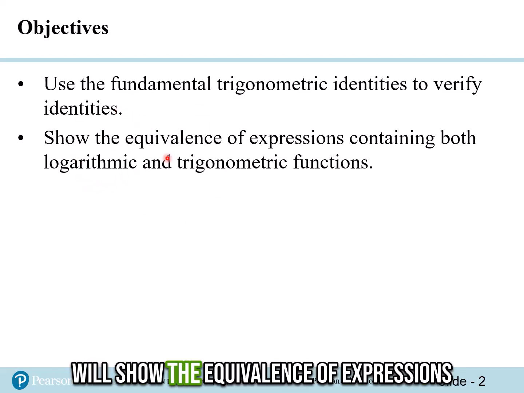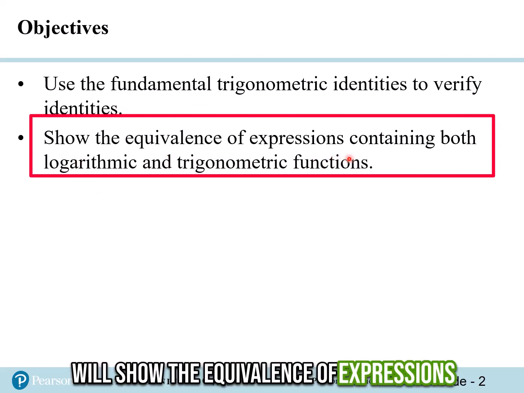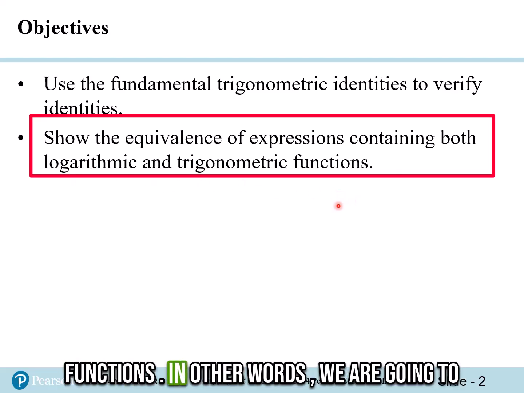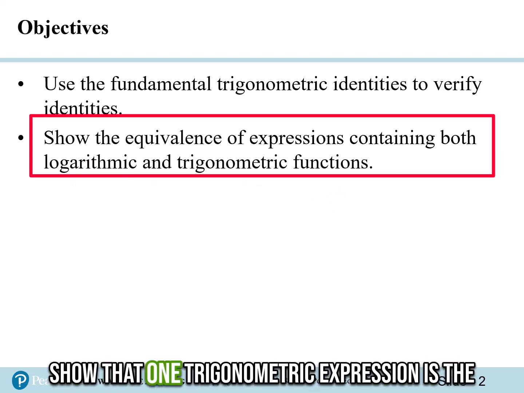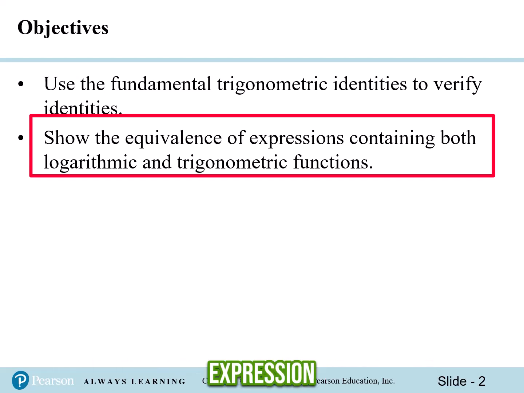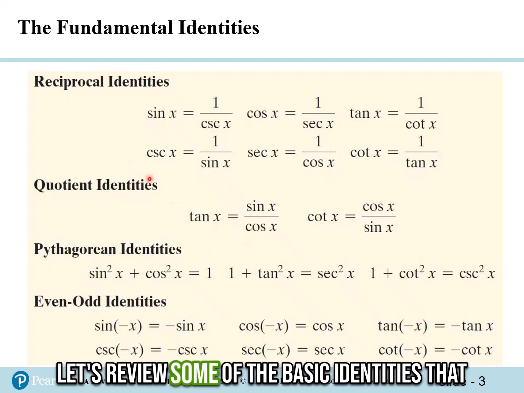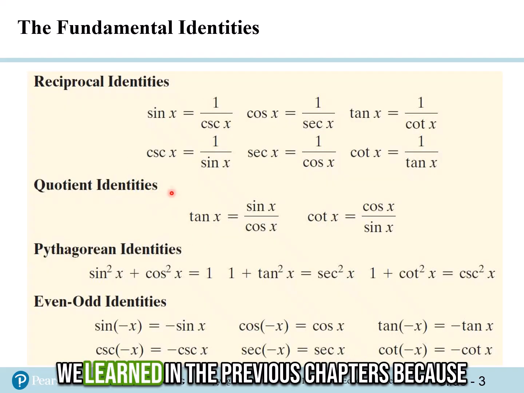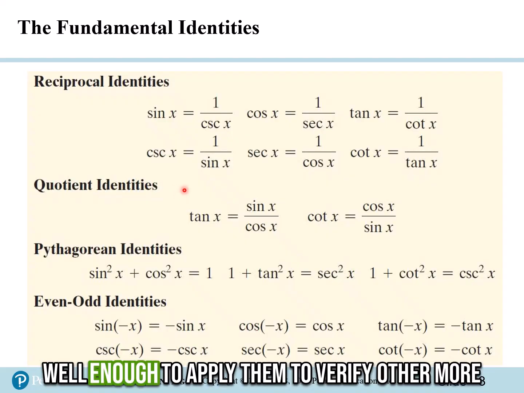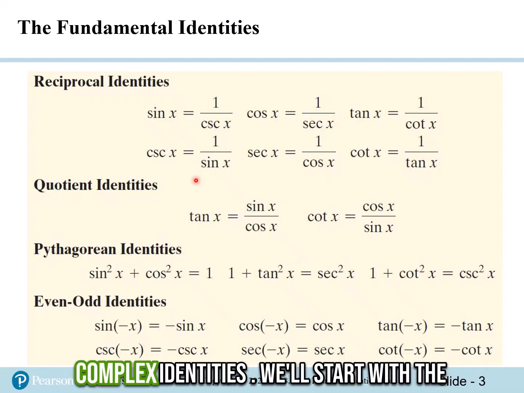Secondly, we will show the equivalence of expressions containing both logarithmic and trigonometric functions. In other words, we are going to show that one trigonometric expression is the equivalent of another trigonometric expression. Let's review some of the basic identities that we learned in the previous chapters, because we need to know these fundamental identities well enough to apply them to verify other more complex identities.